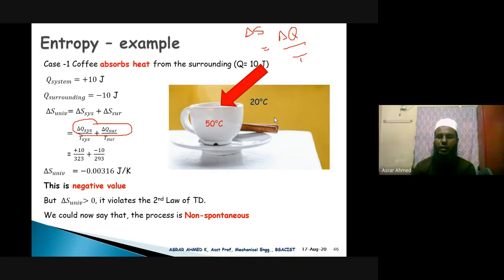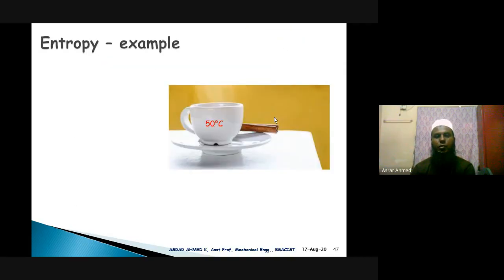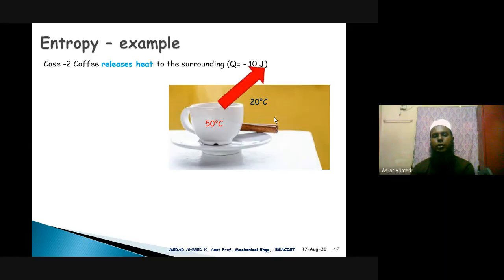Now let us take case 2. Same coffee, 50 and 20. Now coffee is releasing the heat to the surrounding. So the heat is going from the system to the surrounding, so it is a minus sign here, because the system is rejecting the heat.